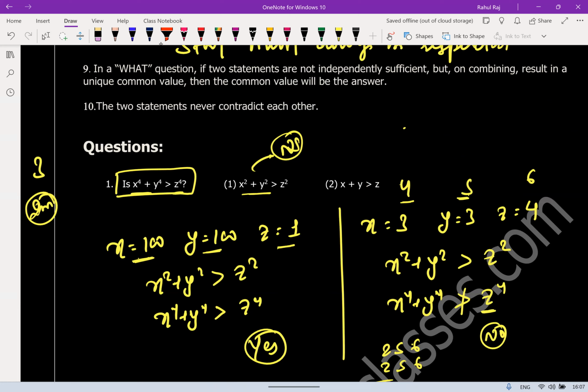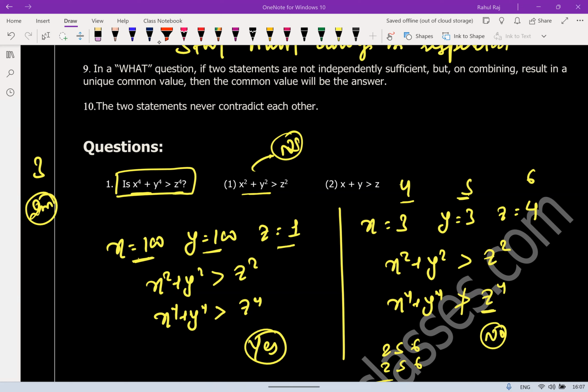Sanskriti, any problem here? Kathy, is this clear? Sarthak, any problem? I have a small doubt here. Tell me, sir.